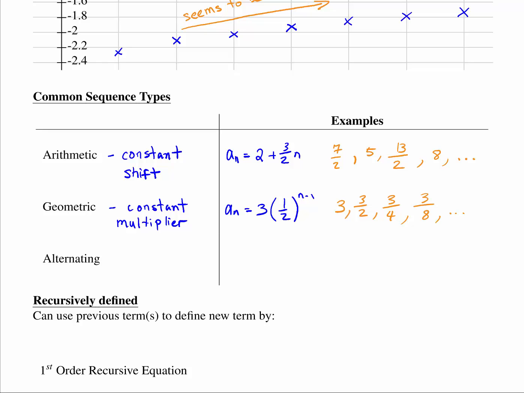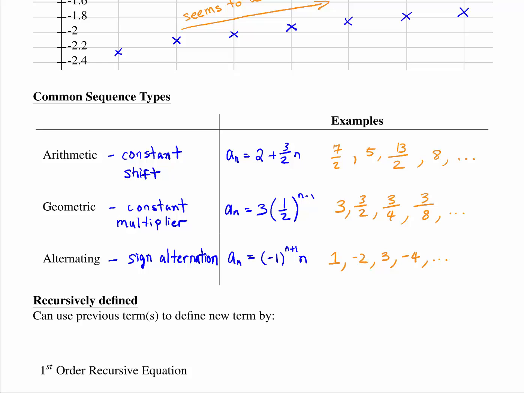Another general type of sequence that's also very important is an alternating one. So that's just one where the signs change back and forth. An example here is (-1)^(n+1) times n. So the first term would be (-1)^(1+1) times 1, so that just gives you 1. And then you'd move on and you'd have (-1)^3, which is -1, times 2, so you get -2, and then you get 3, and then -4, etc.